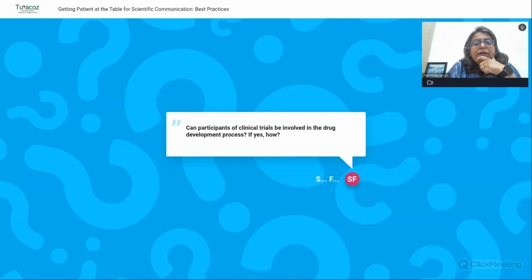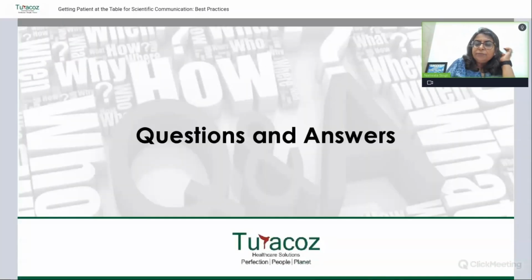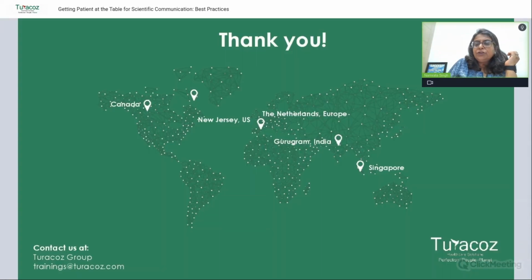Can participants of clinical trials be involved in the drug development process? This is what we're talking of when we say patient centricity. We're talking of giving a voice to the patient to talk about how they have experienced, what their experiences have been, what their insights have been, and that itself helps you in the development process.